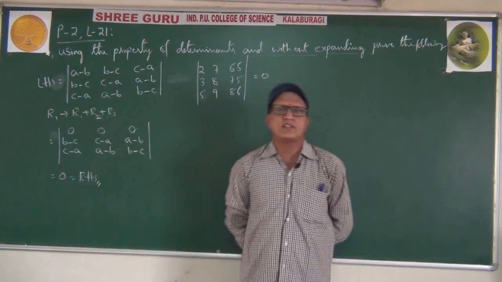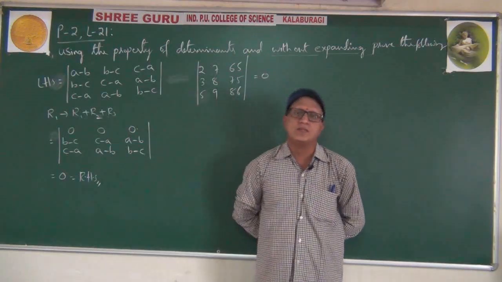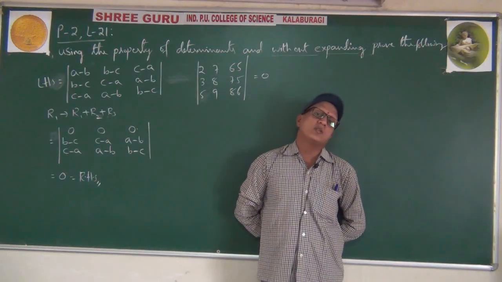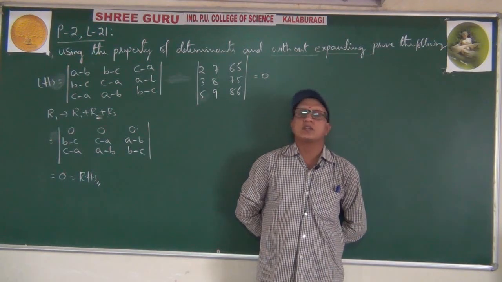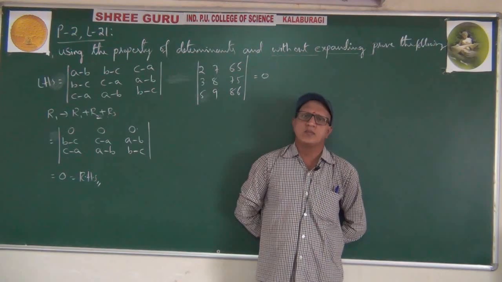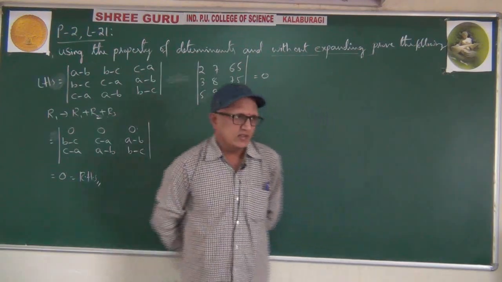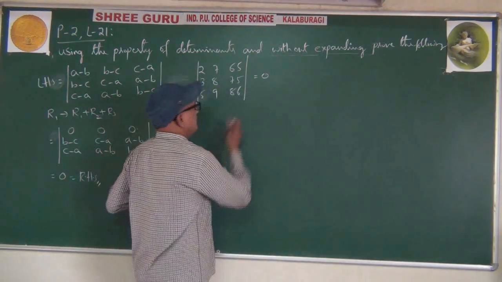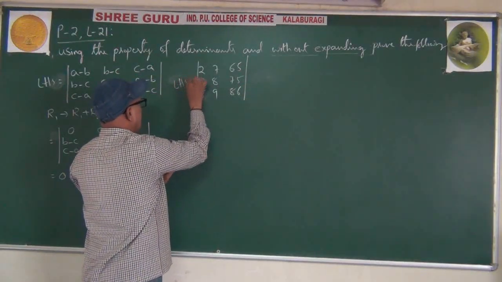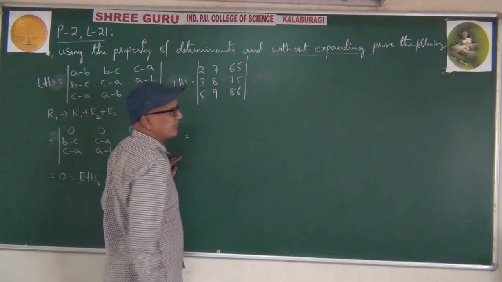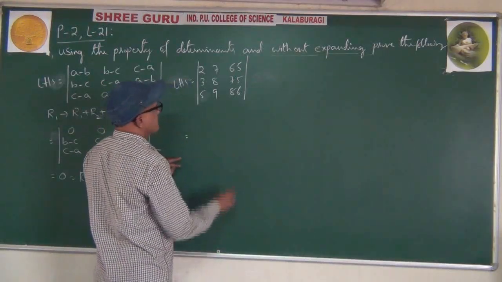If your practice is extremely good, then you can understand in the beginning only whether we are going to get 2 identical rows or 2 identical columns or 3 zeros. If your practice is very good, then you will understand in the beginning only. Right? Here, let us see. So, LHS equals to. Here what I am doing?